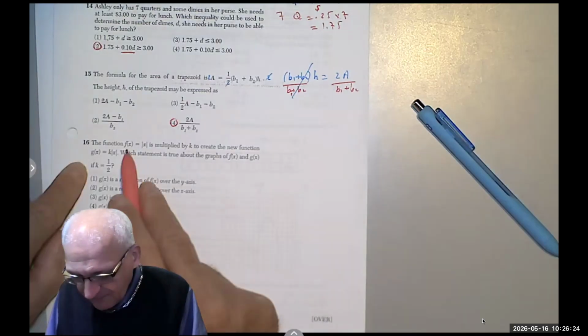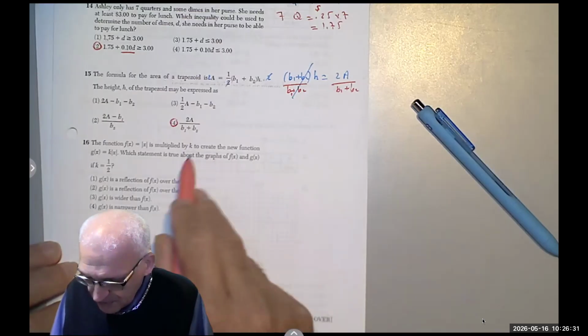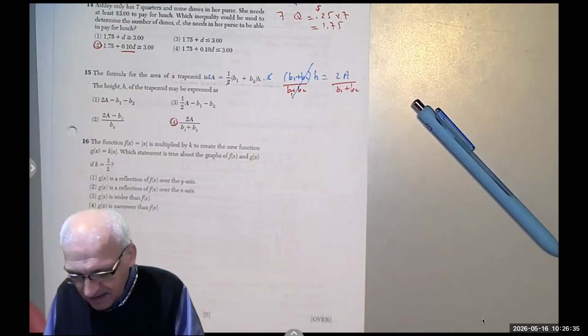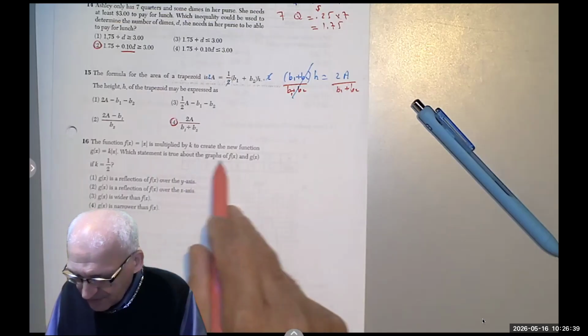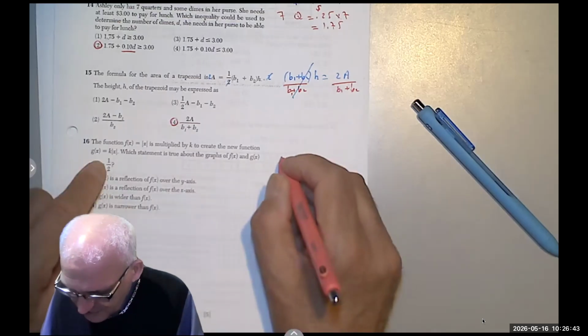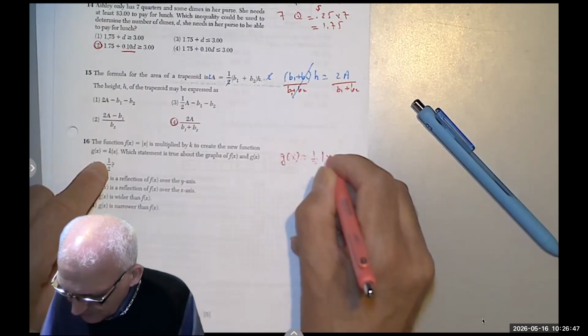The function f of x is the absolute value of x. It is multiplied by k to create the new function g of x is k times the absolute value of x. Which statement is true about the graph of f of x and g of x if k is 1/2? Meaning g of x equals 1/2 absolute value of x.